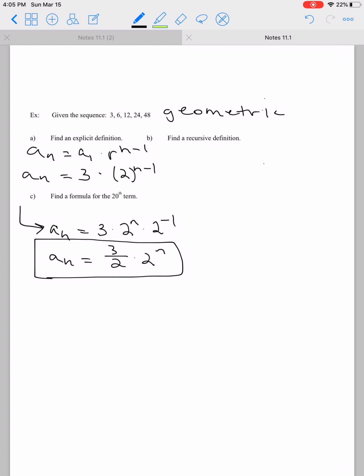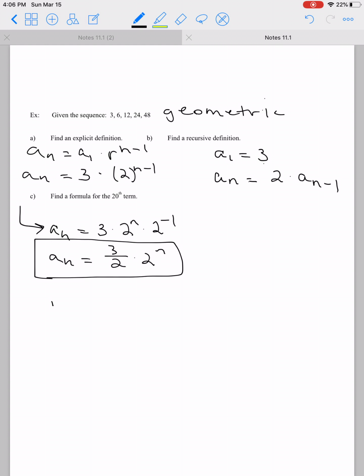In terms of the recursive, our first term, a sub 1, would be 3. And our formula to find that next term, we would be taking 2 times the one ahead of it. So more specifically, if I look at my sequence here, to go from 3 to 6, I'd multiply by 2, I'd multiply 6 by 2 to get 12, etc., etc. So that comes up with the recursive.